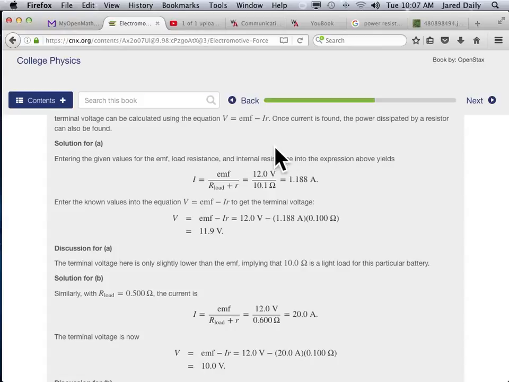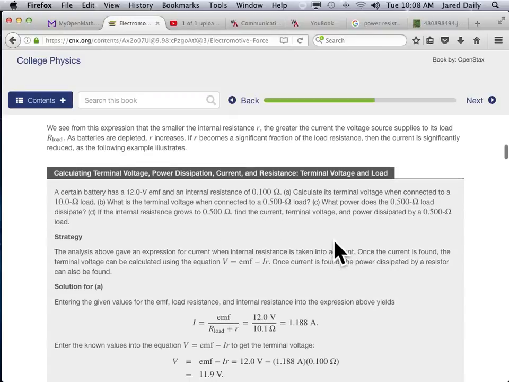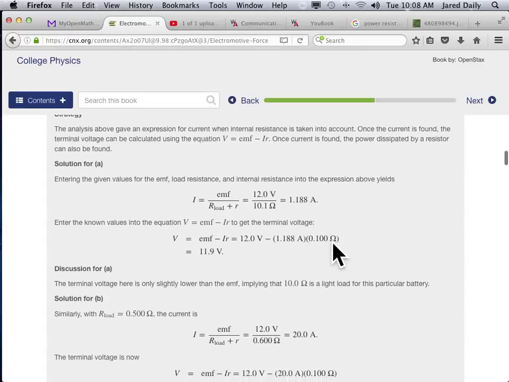So with that much load, the load was 10 ohms right here, a 10 ohm load, you get 11.9 volts of potential difference across the circuit instead of the 12 that the battery supposedly was able to provide. It drops down slightly.